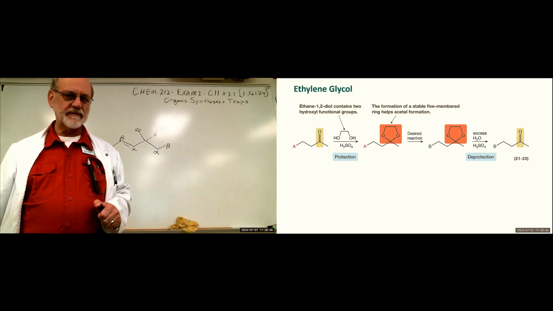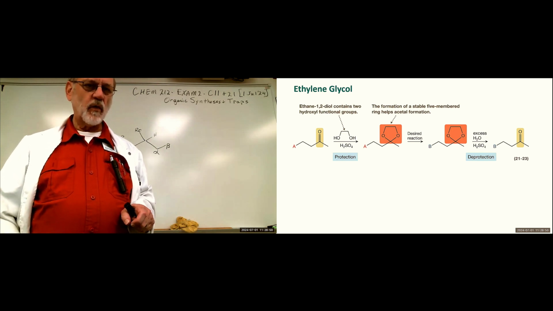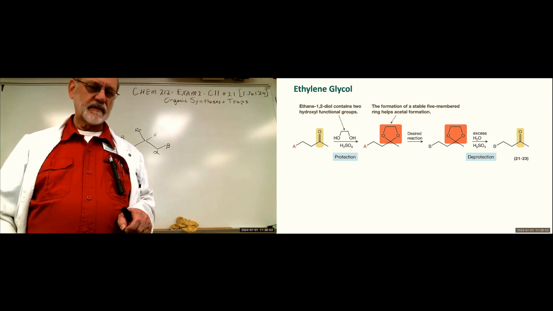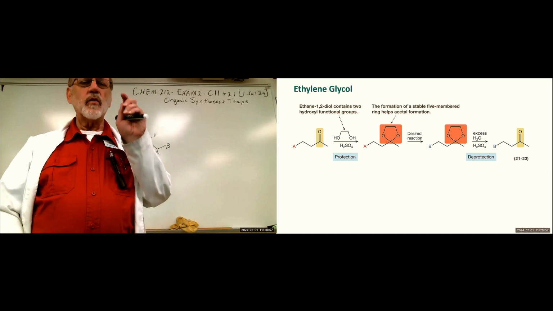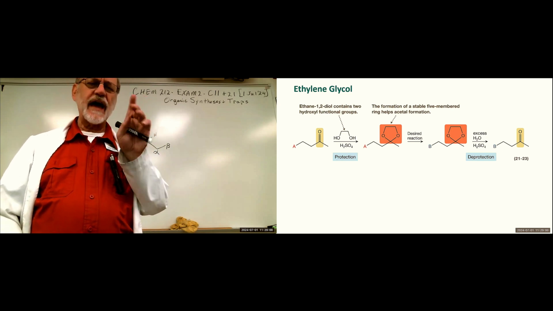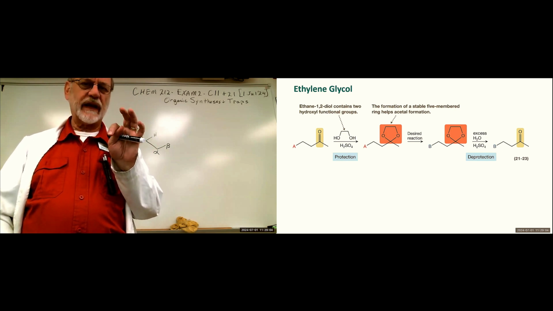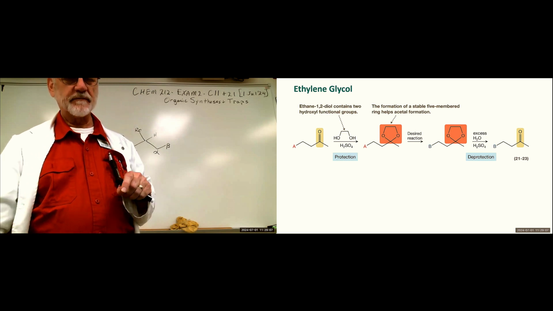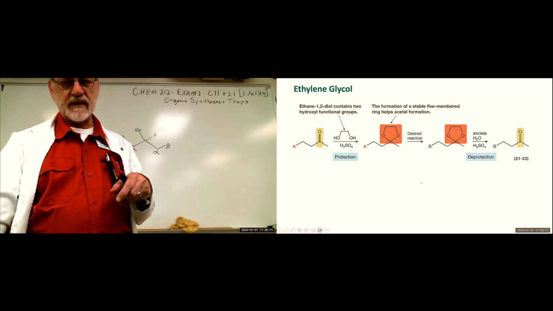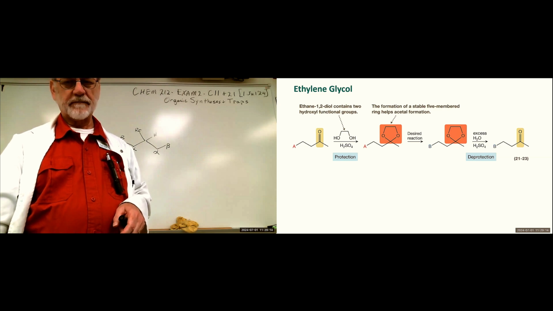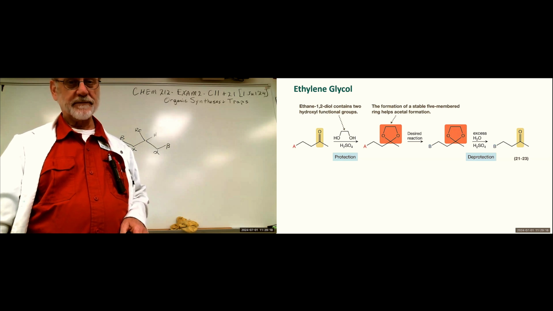Here's another possibility. We can form a 1,2-diol, a cyclic diol, actually. With the diol as the reactant, it forms a 5-membered ring around that carbon. It's also an acetal, but it's a cyclic acetal. And then all you have to do is hit it with acid and water, and it reconstitutes.